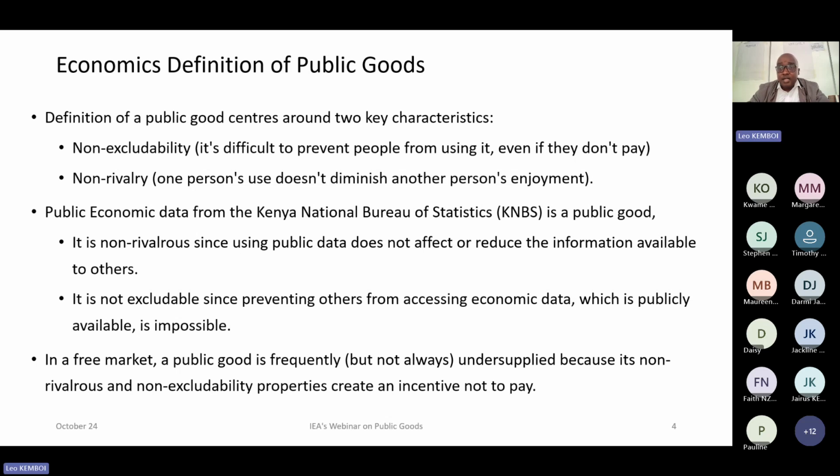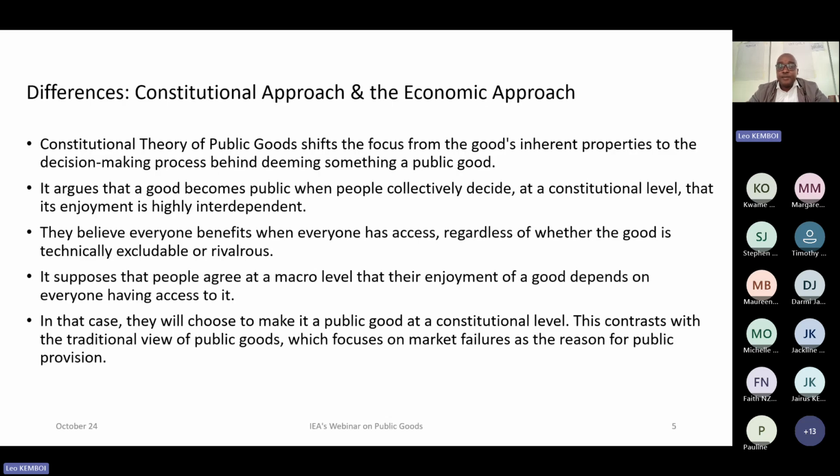And then we again make the point that in a free market, a public good is mostly undersupplied because it's non-rivalrous and non-excludable. There is an economic proof of how these properties create the incentive not to pay, and that's why it's important that these investments come directly from government. Kwame will speak into that at the end.